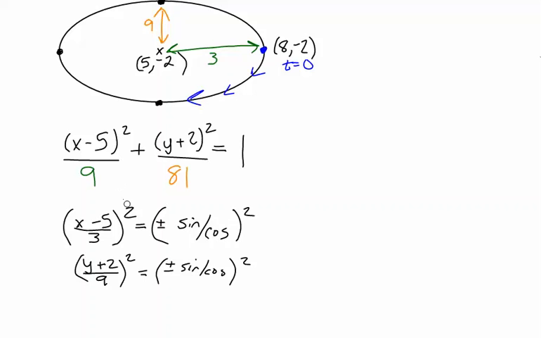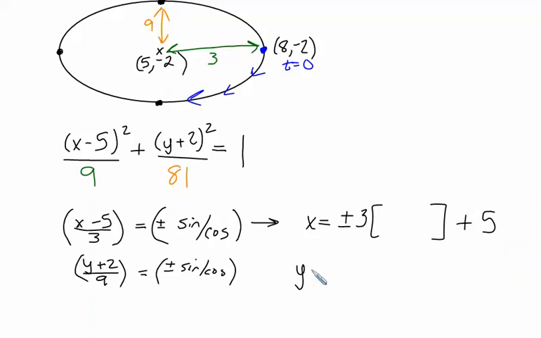But now to think about this, let's get rid of the squares here because we don't really need the squares. So we're going to have x minus 5 over 3 is equal to plus or minus sine or cosine, which means that x is going to be equal to a plus or minus, we have to determine that, 3, either sine or cosine, to be determined, plus 5. And it would also mean that y is going to be equal to a plus or minus 9, either sine or cosine, to be determined, minus 2.